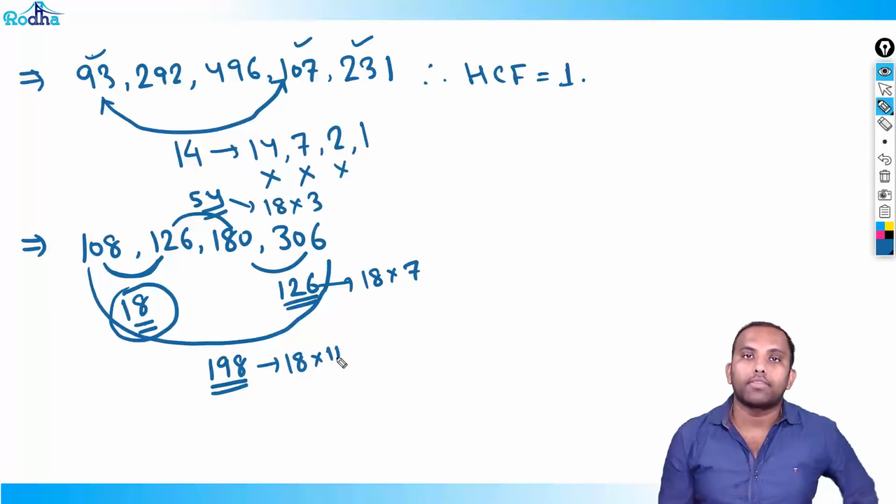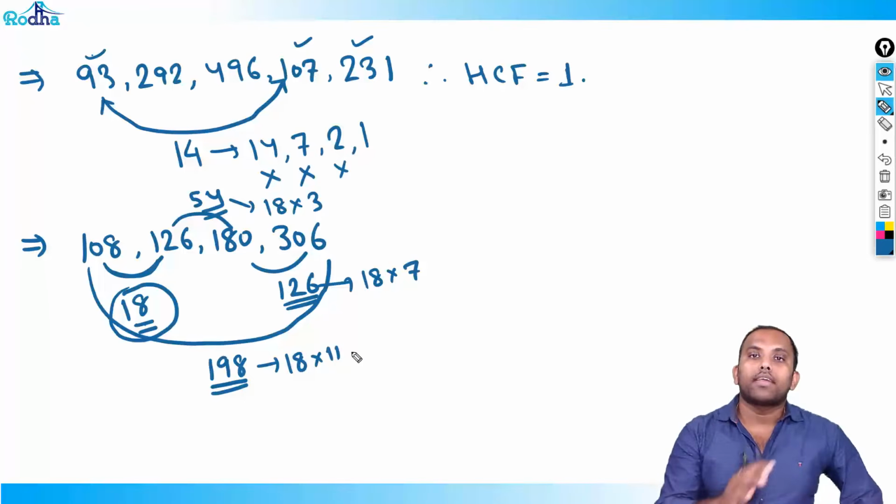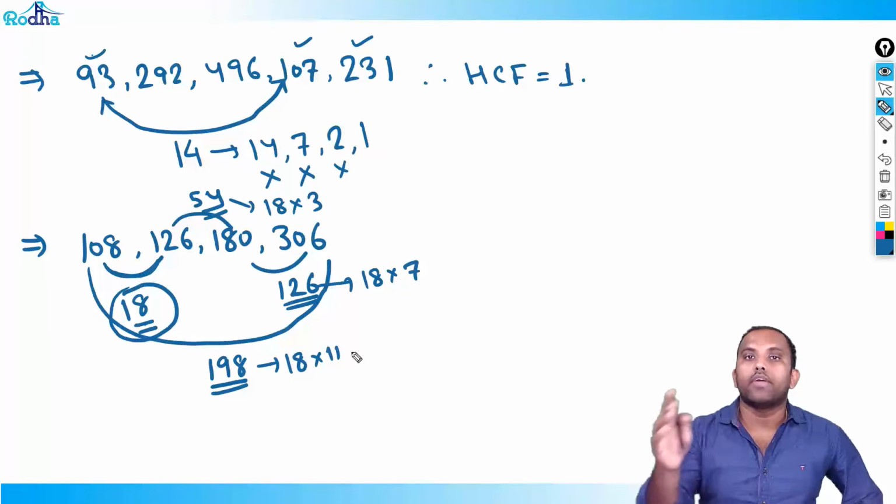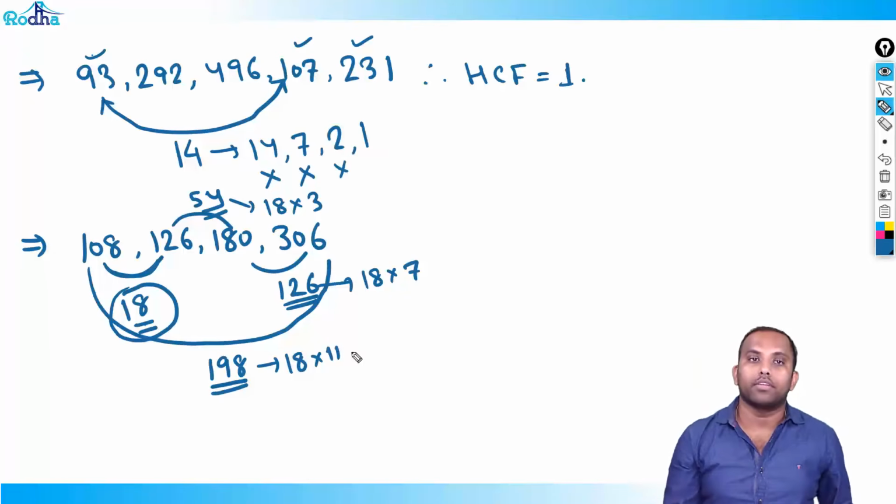Very important concept in HCF. It doesn't matter whether 7, 8 or 10 numbers are there. Pick the pair with the smallest difference. Write down all its factors, and one of those factors will be the answer. So check which factor divides all the numbers, and that will be the answer. Very important concept, this one.